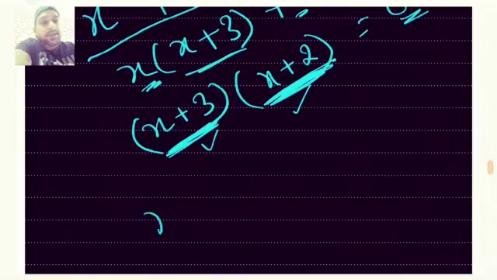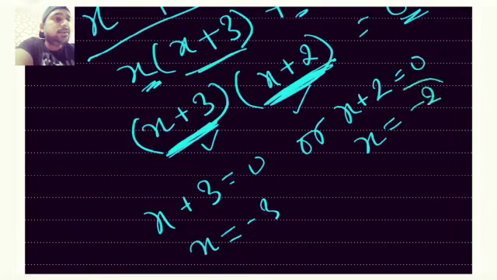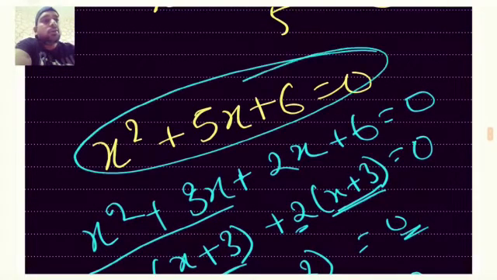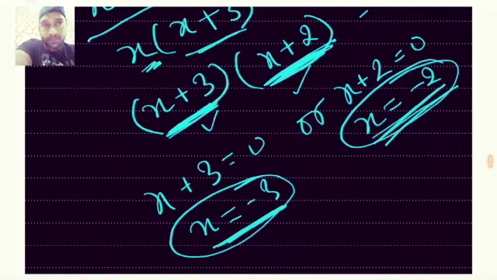If x plus 3 is equal to 0, then the value of x is minus 3, or if x plus 2 is equal to 0, then the value of x is equal to minus 2. Now what you have seen here while solving a quadratic equation is that we got two different values of x. So in a quadratic equation, there will be two solutions for x. Is it clear? For a linear equation, there will be one solution of x.